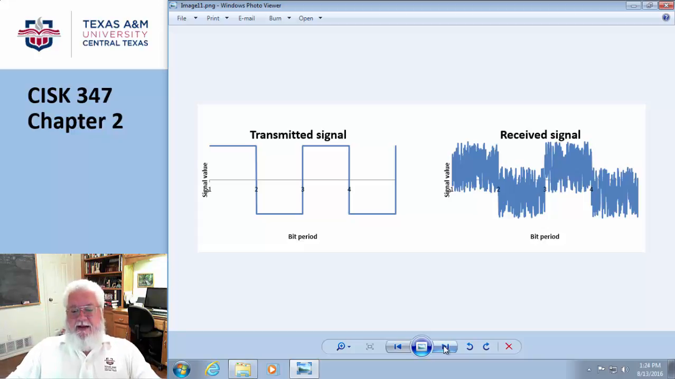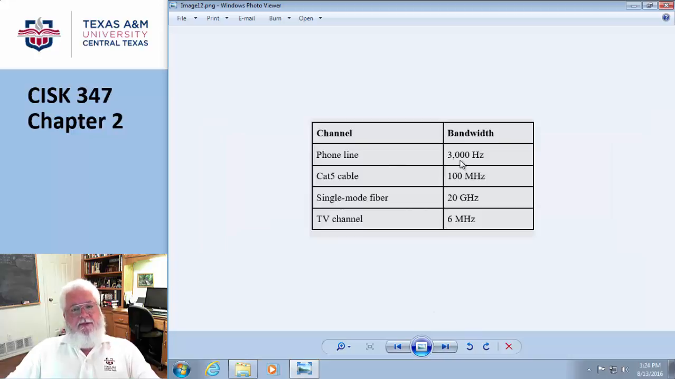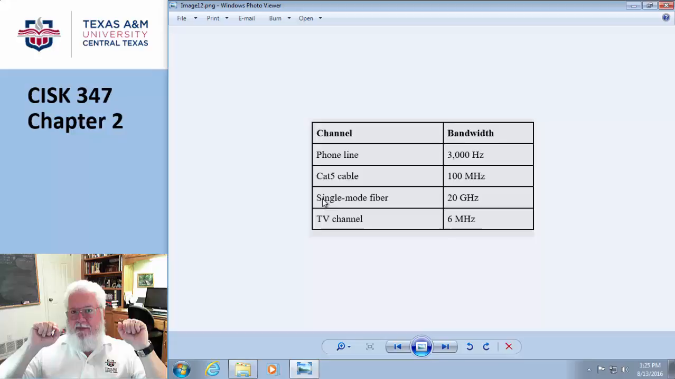Okay, so let's talk about the common bandwidths. A phone line has about 3000 hertz. That's what a phone line can do. A Cat5 cable, somewhere around 100 megahertz, sorry. Single mode fiber, 20 gigahertz. Now remember we talked about the difference between fiber and these guys. So remember the two lane highway and the 10 lane highway, where all the cars are moving at the same speed, but my bandwidth is much greater than Cat5, right? Okay, so in this case 500 times the bandwidth.